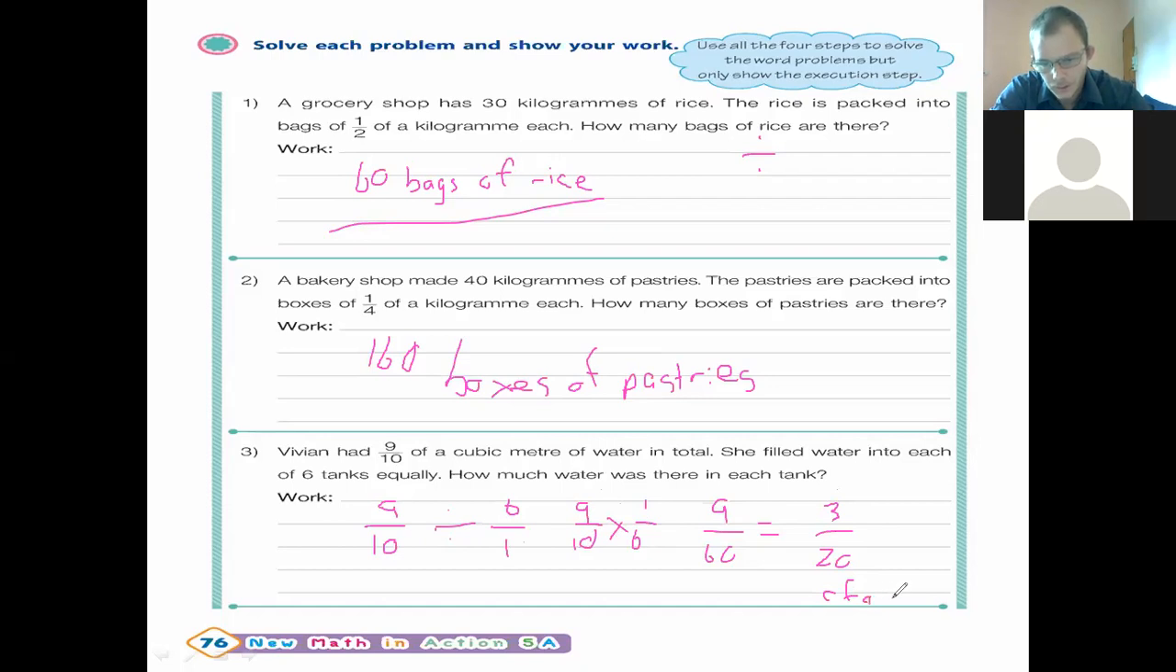Of a cubic meter of water. How much was in each tank? 3/20 of a cubic meter of water. Okay.